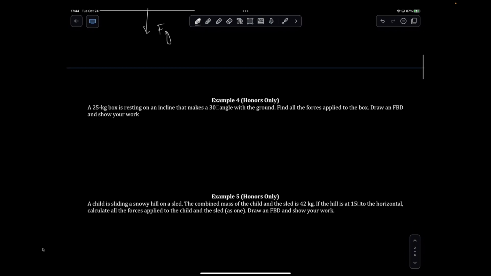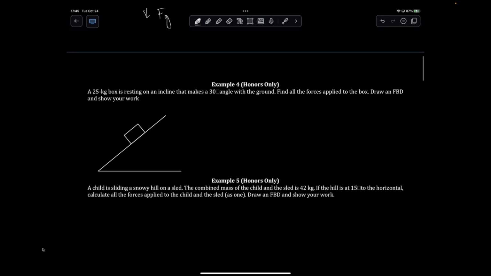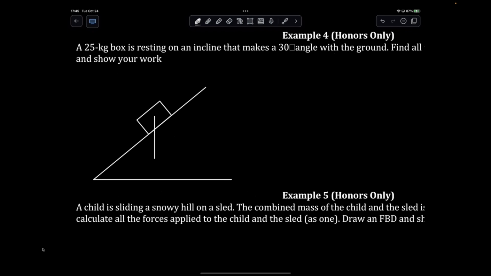Example 4 and 5. My CP students, you can take a break. We have an incline and force of gravity is still straight down. Here's my force of gravity. Remember, because of the incline now, force of gravity will have 2 components. This is my mgx. And this is my mgy. Mind you, these are not real forces. I'm not drawing actual vectors.